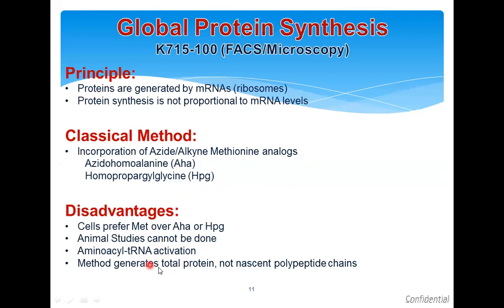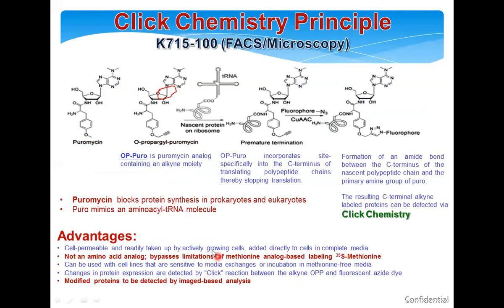the protein synthesis. And this method generates total protein. You cannot study the nascent polypeptide chains, unlike click chemistry, where you are able to study the newly synthesized polypeptide chains, not the final protein. So how does our click chemistry principle work?